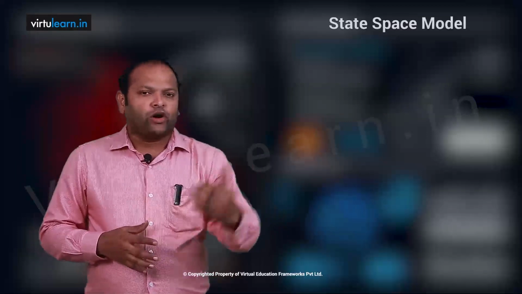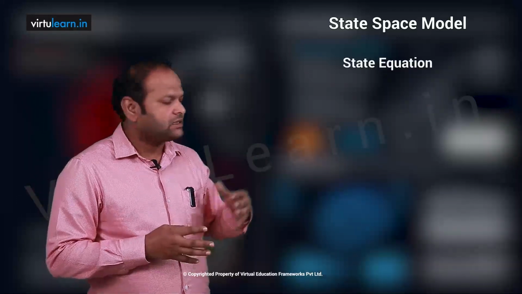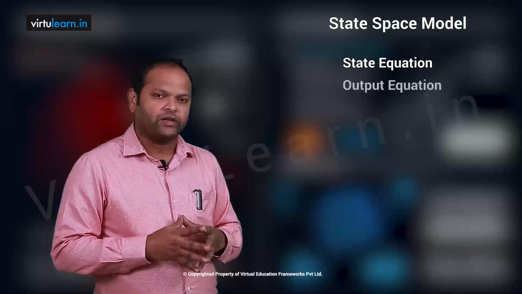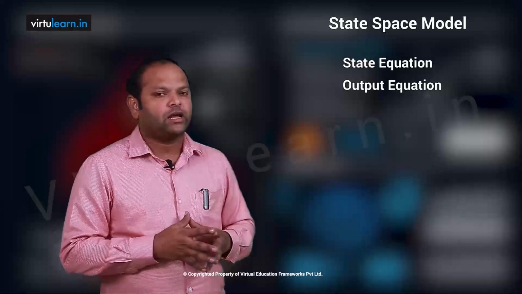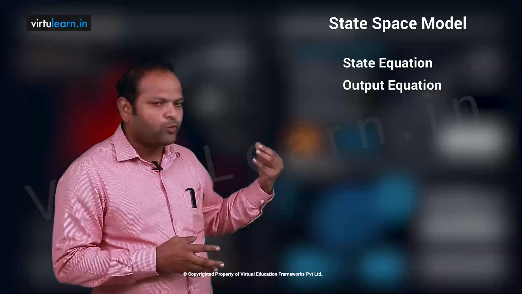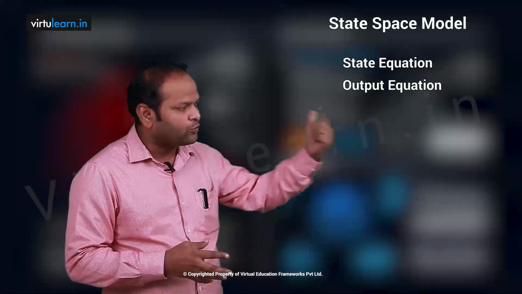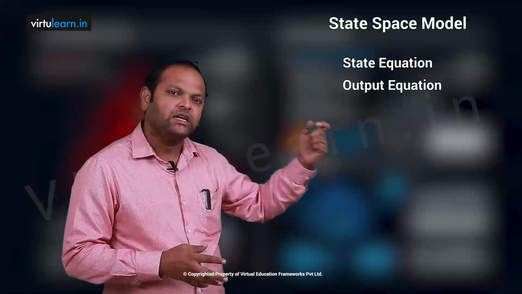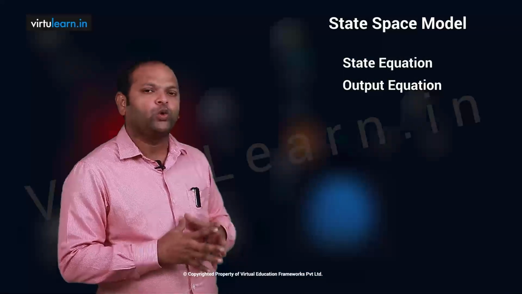What is the state model? Basically, the state model has two equations. The first equation is called the state equation, and the second is called the output equation. The state equation and output equation combined we call the state model. In the transfer function we have only one equation. Let us say G is the transfer function, input is R of S, output is C of S. I can write C of S is G of S into R of S, that's it, only one equation. But in this case we have two equations.